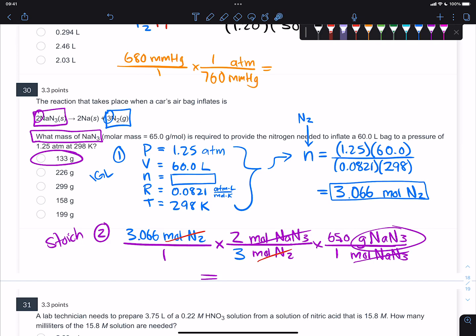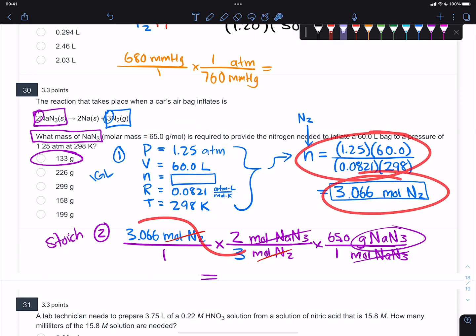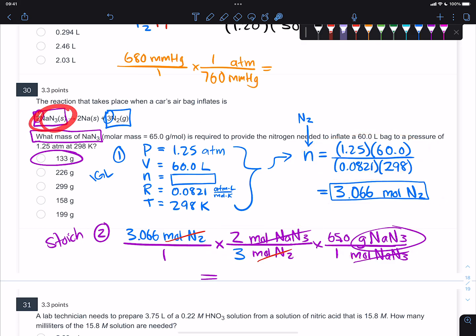So first, I would recommend set up your ideal gas law equation and note that you do not have moles. Solve it. Once you have moles, run it through to figure out how much of the starting material you need to even get that many moles of the gas in the first place.